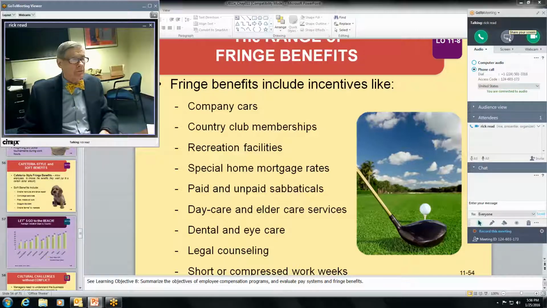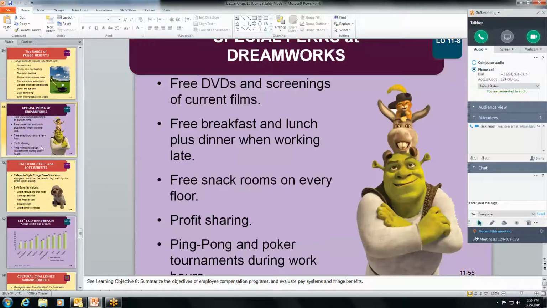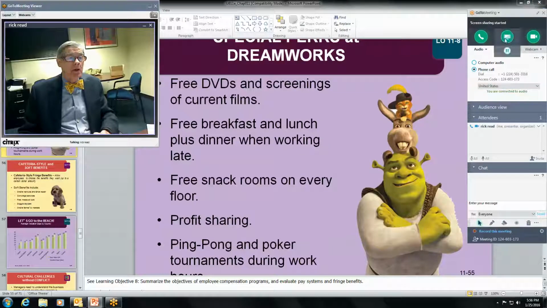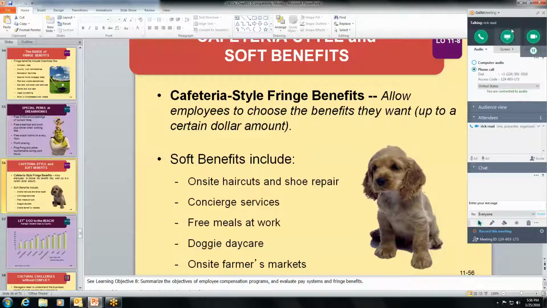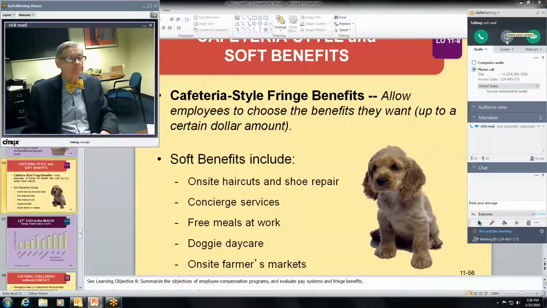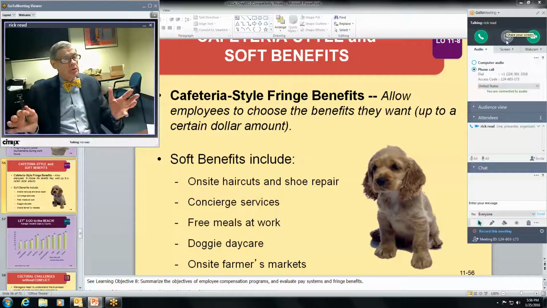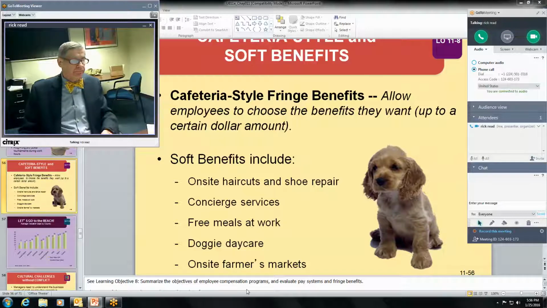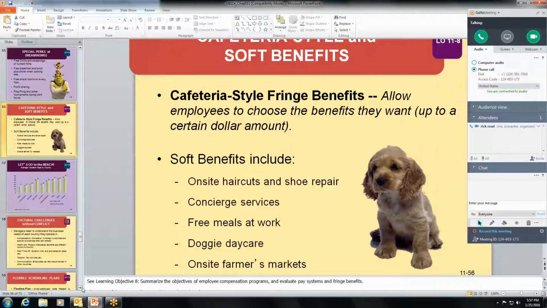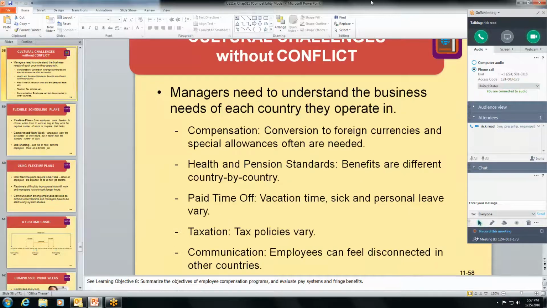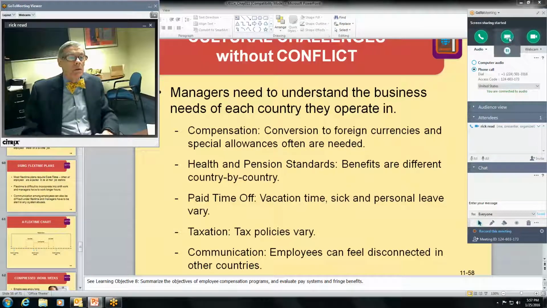This is something that DreamWorks does. Cafeteria style benefits are very popular. Employees can choose the benefits they want up to a certain dollar amount. We do have issues with benefits in different countries, so employers need to understand that and make sure how they're handled.